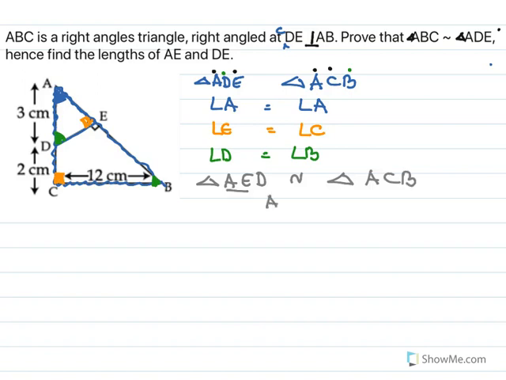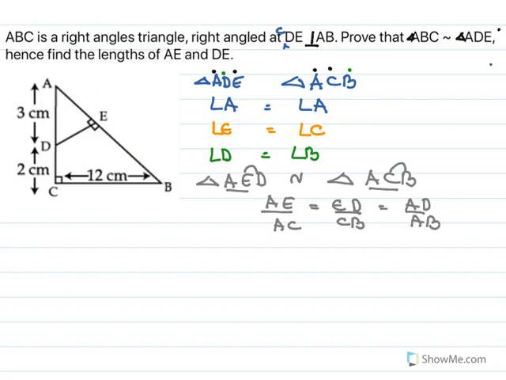That means AE over AC will be equal to ED over CB, and will be equal to AD over AB. In the next step, we're going to use Pythagoras Theorem. We'll now rub this out. We'll use Pythagoras Theorem in the big triangle, in triangle ACB.